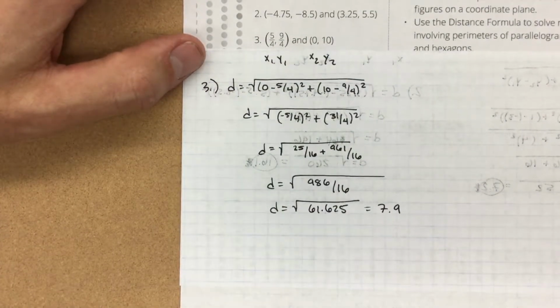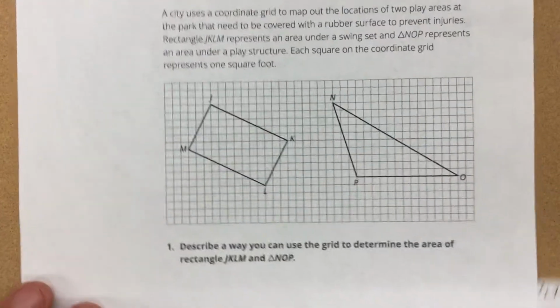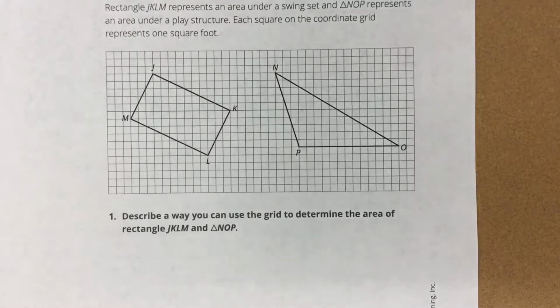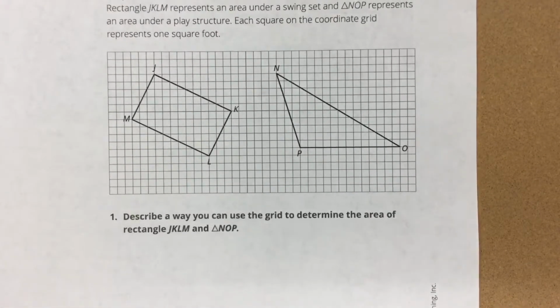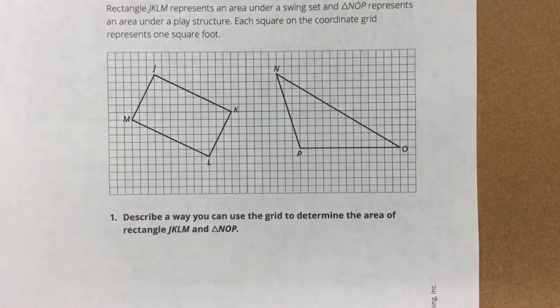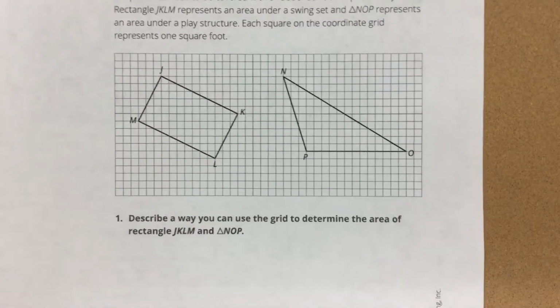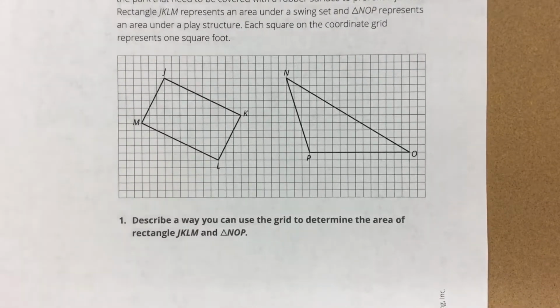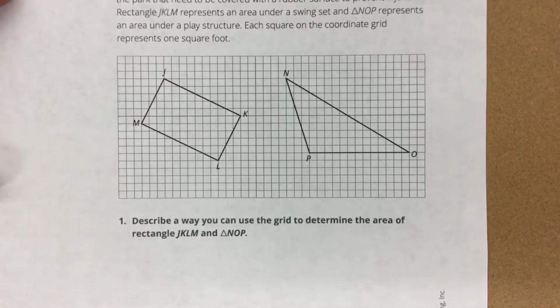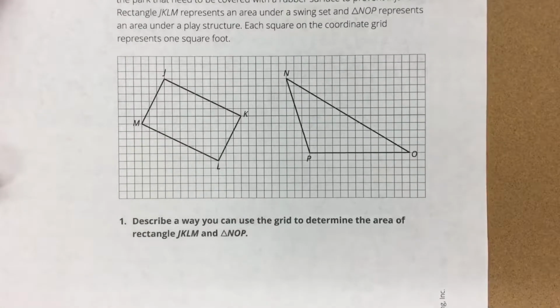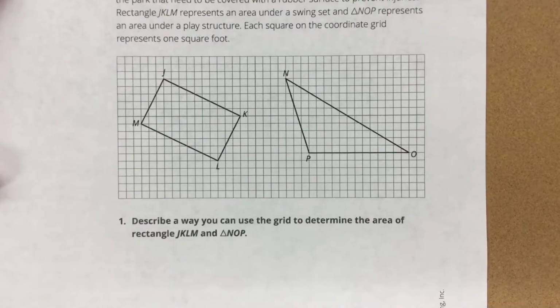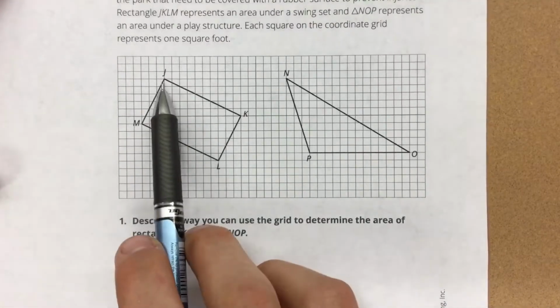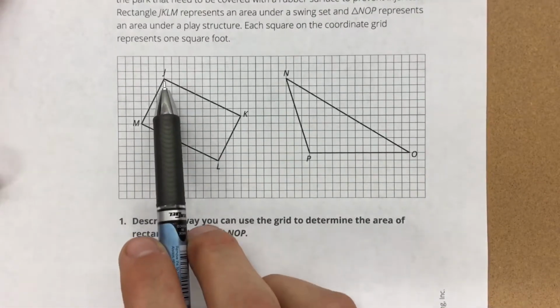Now we're going to flip over this page. So we did the warm-up, now we're going to flip over this. If you're following along, we're on page M170. We're looking at these 2 shapes, and it says, describe a way you can use the grid to determine the area of rectangle JKLM and triangle NOP. So the way that I'm going to do this, we're going to do some secret distance formula, only the problem is we don't have coordinates for these points. We just have locations on a grid.